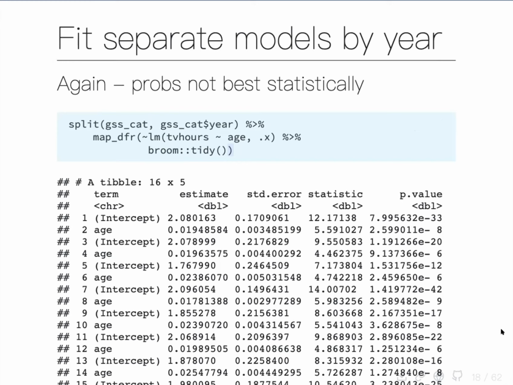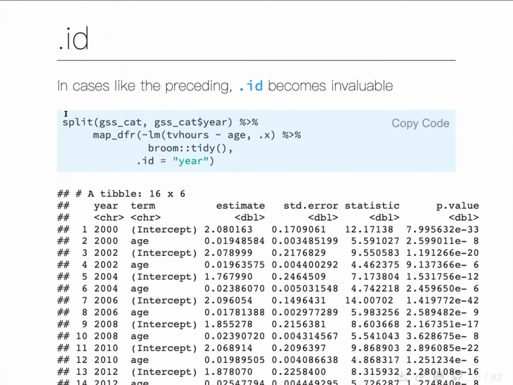And this is sort of helpful, but it's kind of hard to make sense of because it just goes intercept age, intercept age, intercept age. And I'm not exactly sure what this intercept is referring to, right? I don't know which year that's from. So what I can do though is remember when we use split, it's going to name the elements of the list according to the thing that you're splitting by.